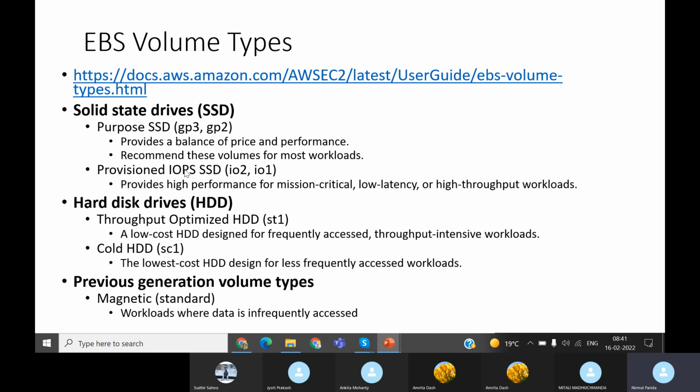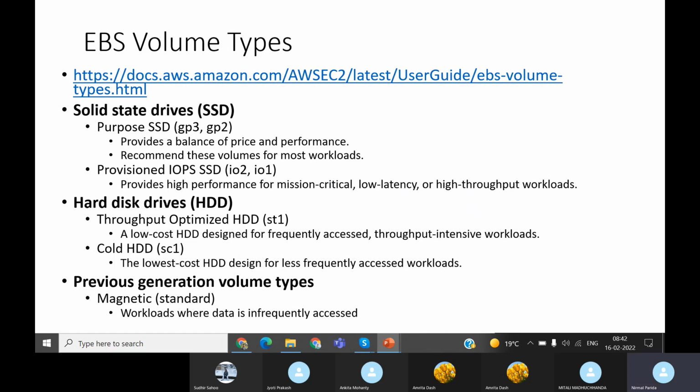Next is your provisioned IOPS SSD. Provisioned IOPS means they will provide high performance for mission critical, low latency and high throughput workloads. So basically we are using these in our database servers, where we need high performance communication.